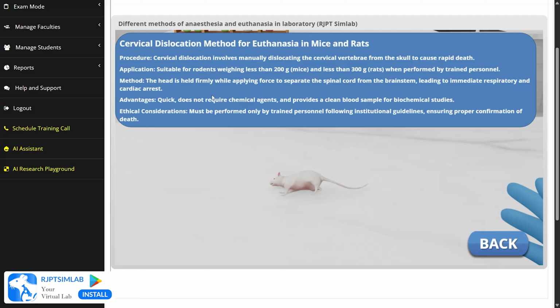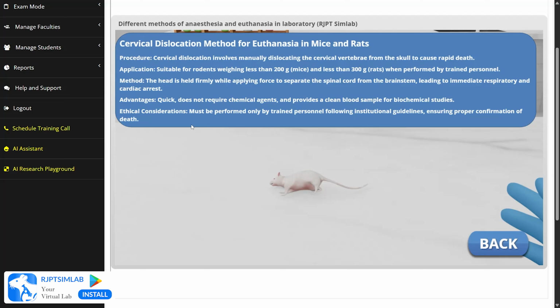respiratory and cardiac arrest. The statement says that we have to hold the head firmly while applying force to separate the spinal cord from the brainstem. The brainstem and the spinal cord are separated, which leads to immediate respiratory and cardiac arrest of the animal.